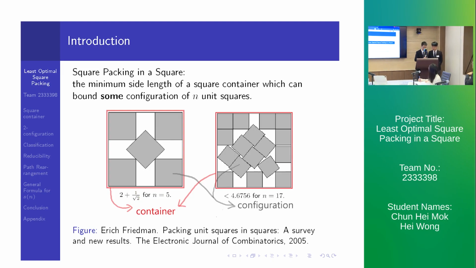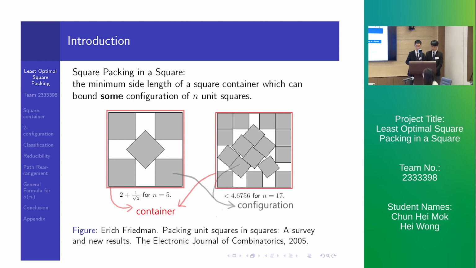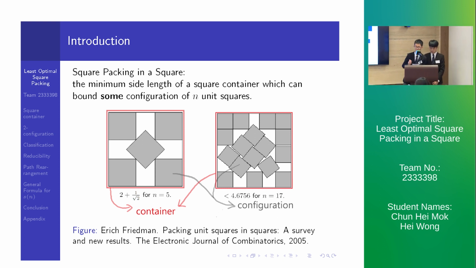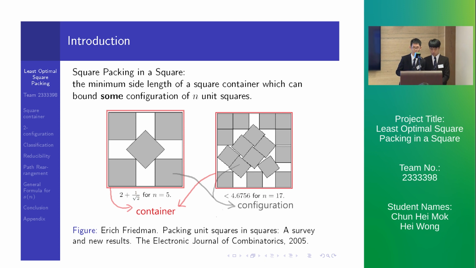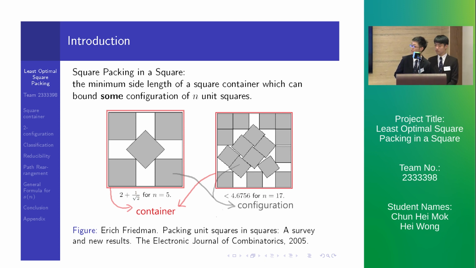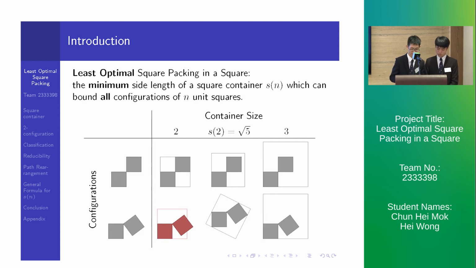We're Mok Chun Hei and Wong Hei from Shin Kong Hui Cheng Siu Tim Secondary School, and our topic today is least optimal square packing in a square. Square packing is an open problem in mathematics. It aims to find the minimum side length of a square container that can bound some configuration of n unit squares. In our research, we investigate the opposite problem.